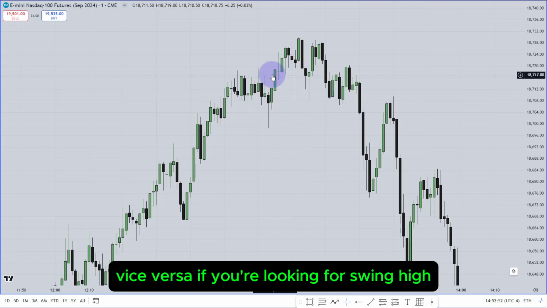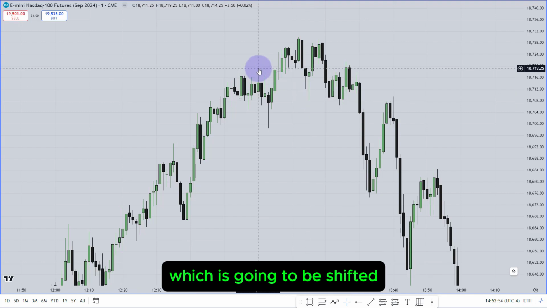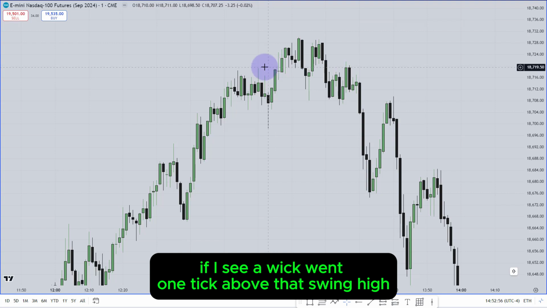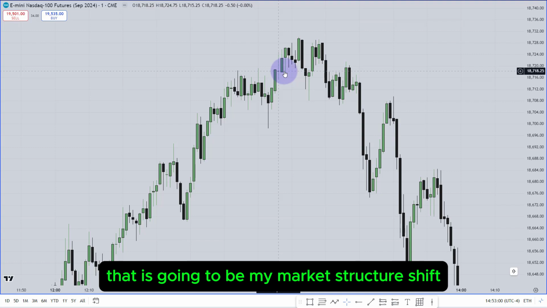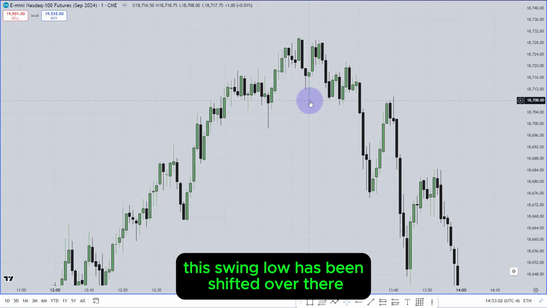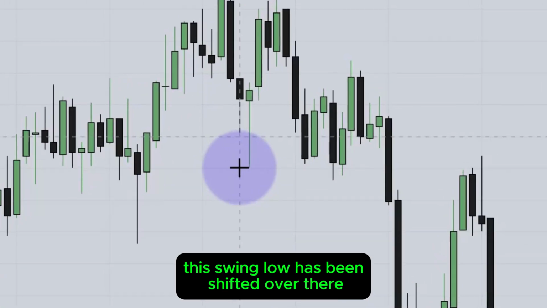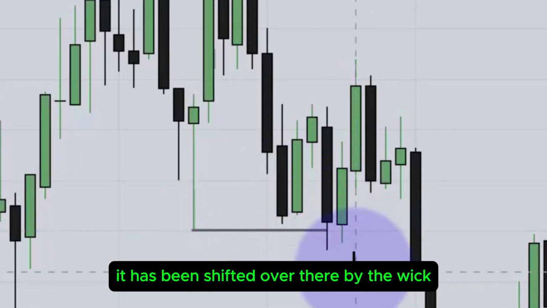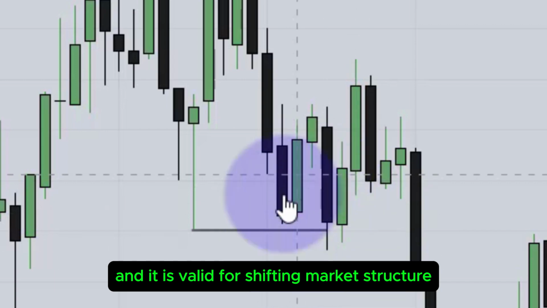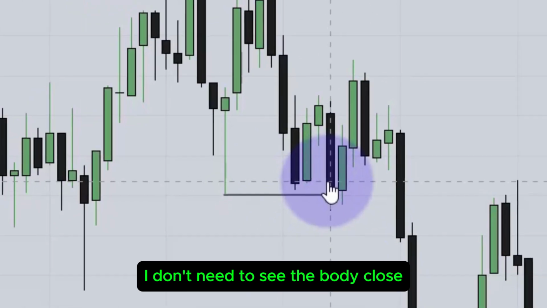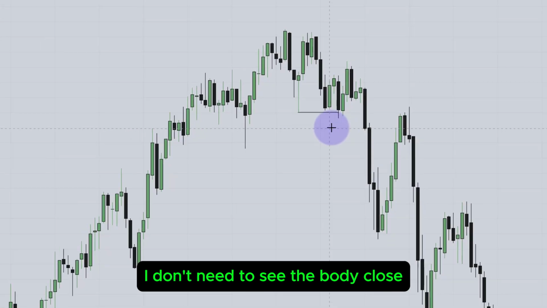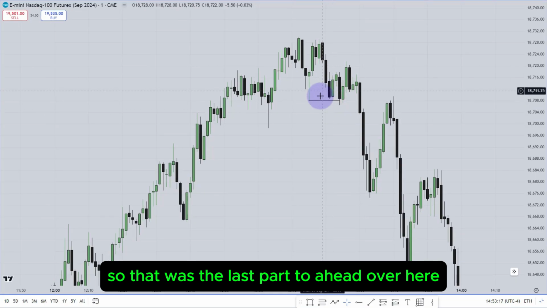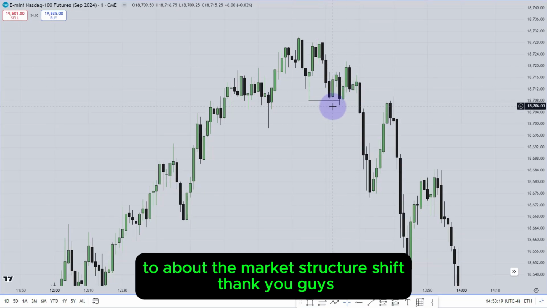Vice versa, if you are looking for a swing high which is going to be shifted, if I see a wick went one tick above that swing high, that is going to be my market structure shift. For example, here, this swing low has been shifted by the wick. Can you see here? It has been shifted over there by the wick, and it is valid for shifting market structure. I don't need to see the body close. So that was the last part to add about the market structure shift.